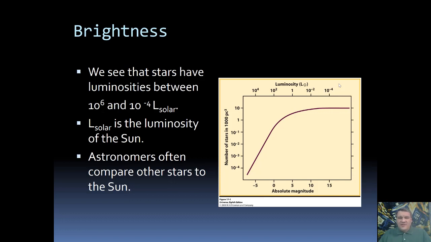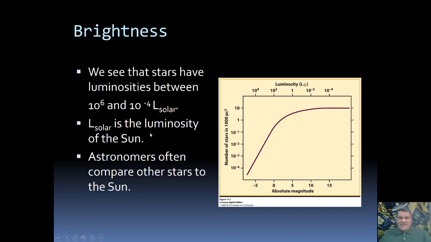We see that there are luminosities that range from 10 to the negative 4th, it's actually closer to 10 to the negative 6th solar luminosity, out to 10 to the positive 6th. Now, if you remember back when we were talking about scientific notation, 10 to the 6th is 1 million. 10 to the negative 6th is 1 millionth. So what this means is that there are some stars out there that put out as much energy as 1 million suns. It would take 1 million suns altogether to put out as much energy as just one of these stars. On the other hand, there are other stars that would take 1 million of those stars to put out as much energy as our sun. So there's a lot of spread.